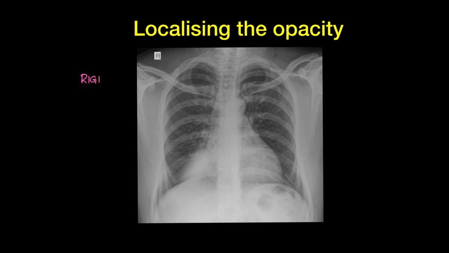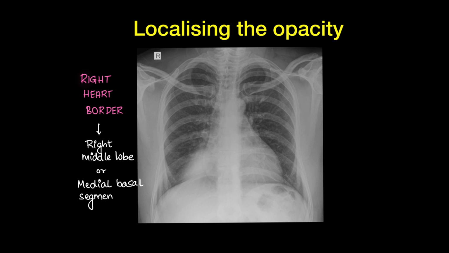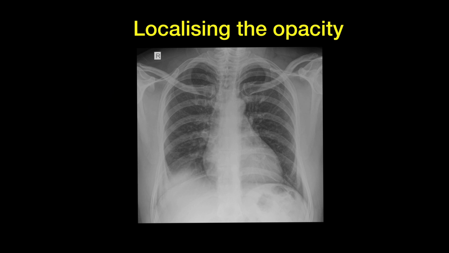Now if right heart border is obscured, then the lesion is in right middle lobe because it is in anatomical continuity with the heart, or it can be in medial basal segment of right lower lobe. These are the structures touching the heart. If the opacity is obscuring the right hemidiaphragm, what is the lobe in direct continuity with the hemidiaphragm? It is the right lower lobe. So the lesion or consolidation is in right lower lobe.